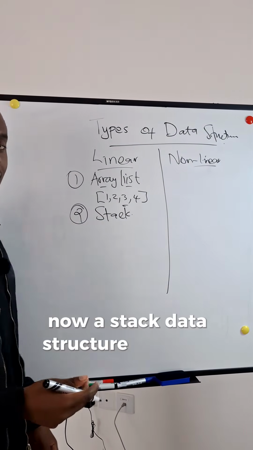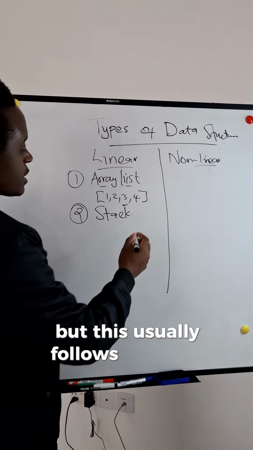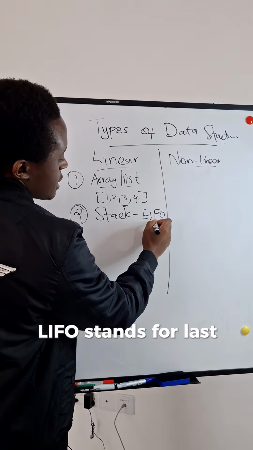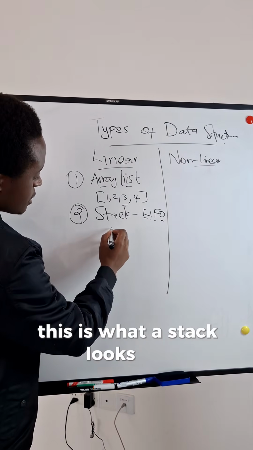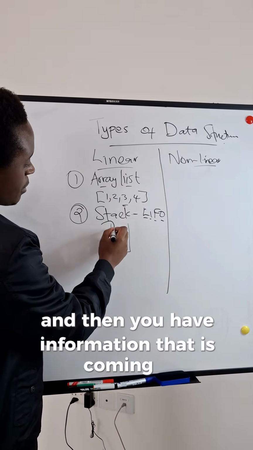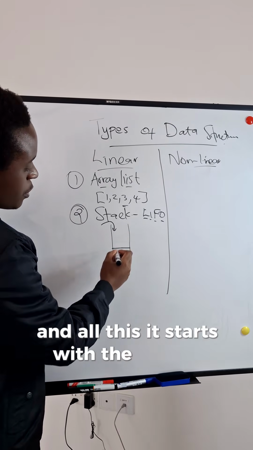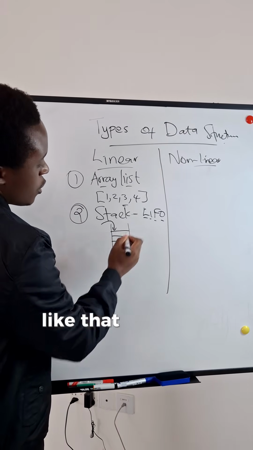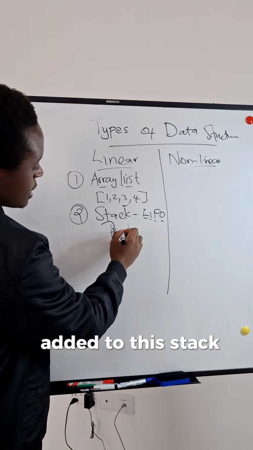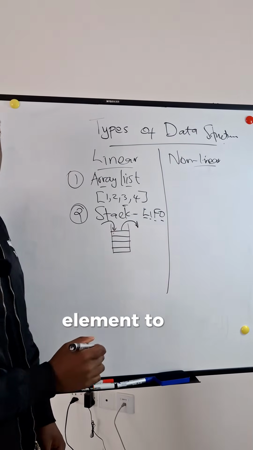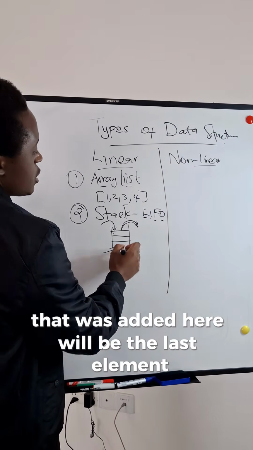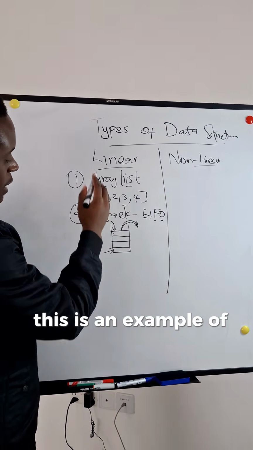A stack data structure is one of my favorites, and it usually follows a pattern that we refer to as the LIFO pattern. LIFO stands for last in, first out. This is what a stack looks like. Think of a container, and information coming in, starting from the bottom. What this means is that the last element that was added to the stack is the first element to be removed from the stack. The first element that was added will be the last element to be removed. So this is an example of a linear data structure.